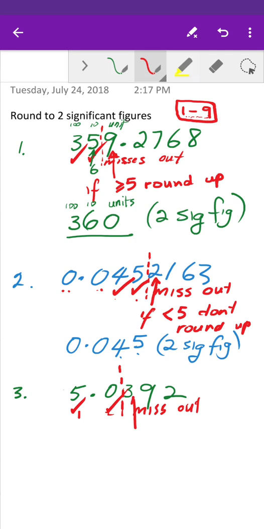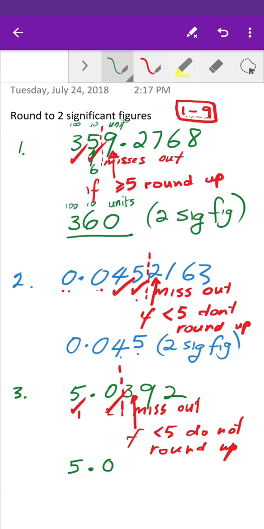And the first number that missed out was 3. And since it's less than 5, then we do not round up. So we stop. It is already as the numbers are, and you can see the numbers were 5.0, and that's all you do for two significant figures, and I'll just put in brackets, we rounded off to 2 significant figures. You can see there 1, 2, and that is rounding off to 2 significant figures.